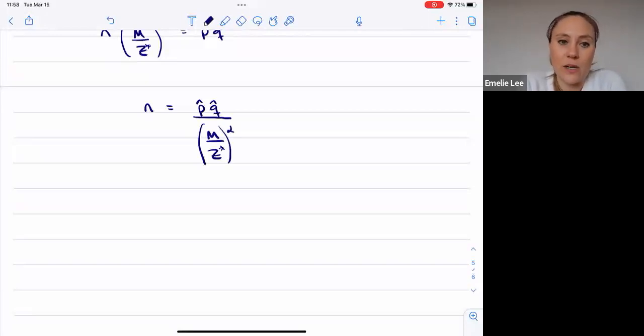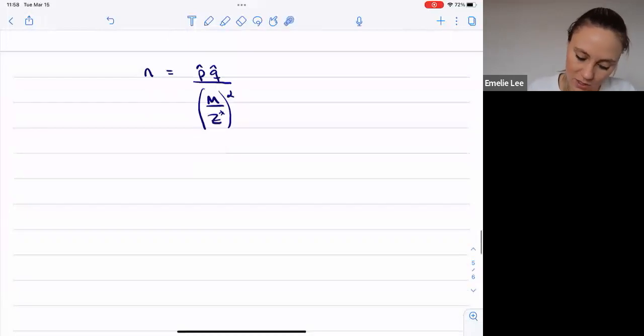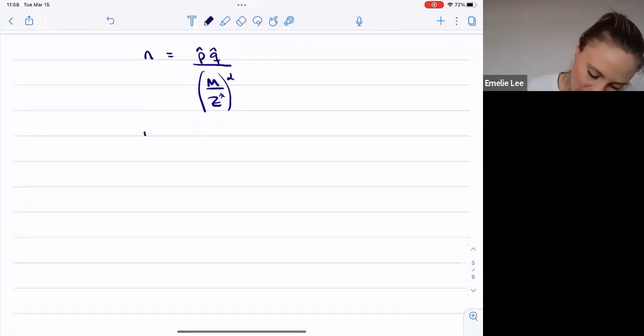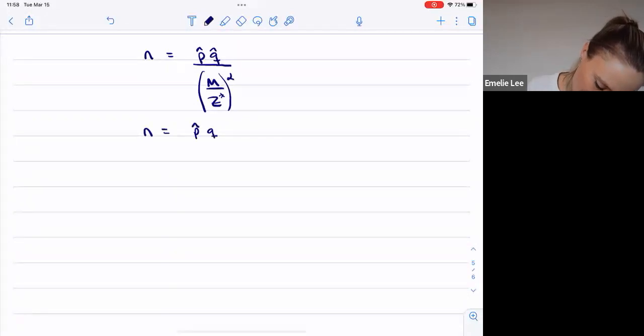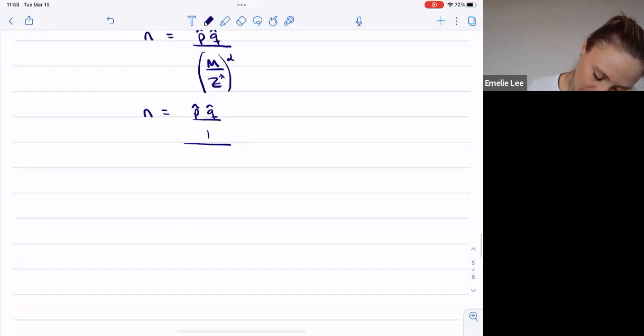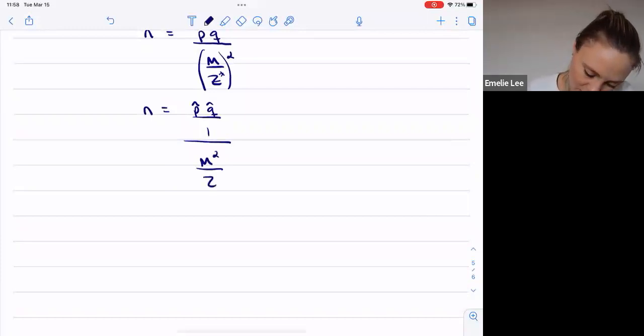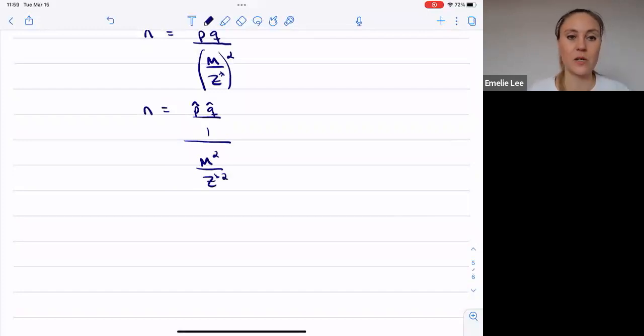M over z star squared, I can bring that square in if I want to by the exponent laws, but I'm going to keep it outside. But I do have a fraction over a fraction. So technically what you're doing is you're considering p hat q hat over 1, right? If I divide anything by 1, I can turn it into a fraction. So then I get n is p hat q hat over 1 divided by, and maybe I'll bring that square in for just a brief moment here, m squared over z star squared. Now I have a fraction over a fraction.